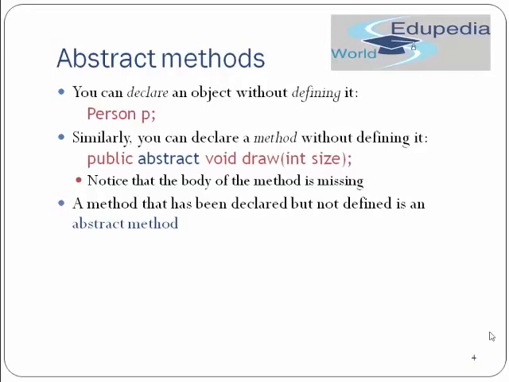Similarly, you can declare a method without defining it. Public abstract void draw(int size); and then you place the semicolon. Here int size is a parameter, void is the return type, abstract is a keyword, public is again a keyword, and draw is the method name. Notice that the body of the method is missing. A method that has been declared but not defined is an abstract method.